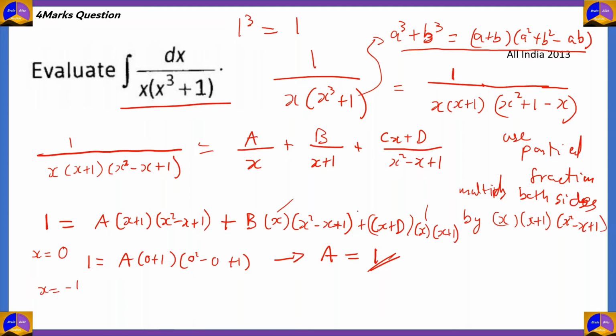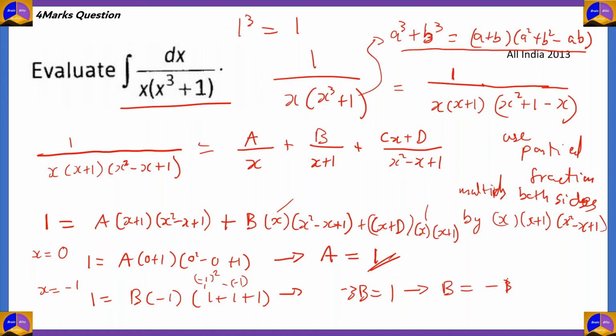The only term which does not have x plus 1 in it is the term with b. So therefore, 1 equals b times minus 1 times 1 plus 1 plus 1. So this is basically minus of minus 1, and this is minus 1 the whole square. So square of negative is also positive, and minus of minus 1 is plus 1. Therefore, now you have minus 3b equals 1. So therefore, the value of b is minus 1 by 3.